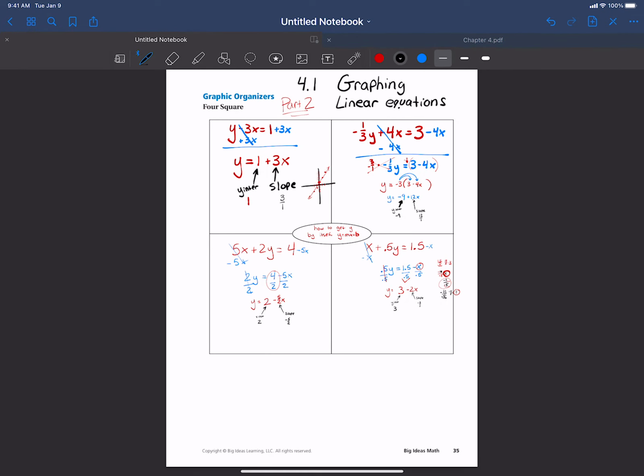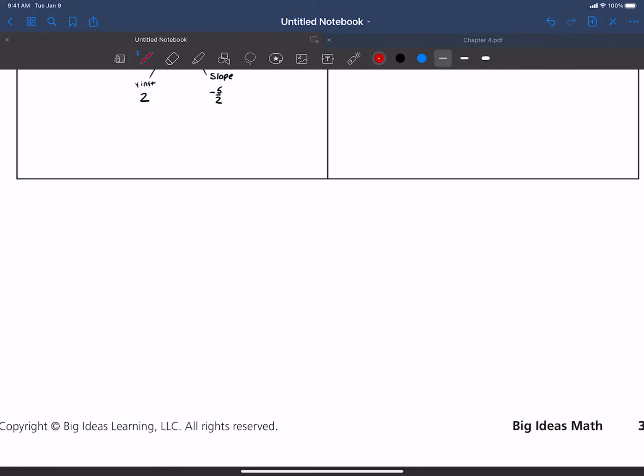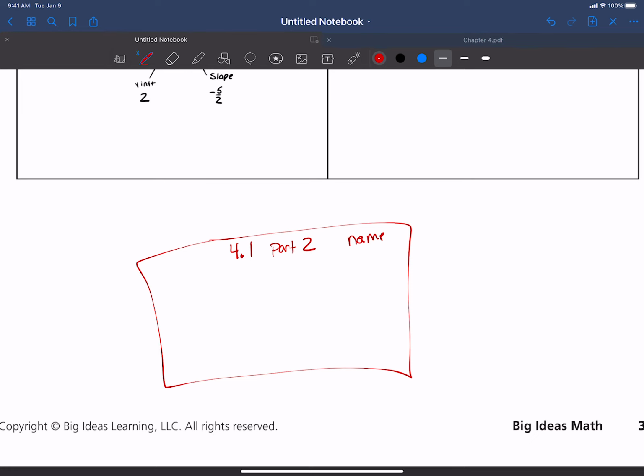However, we're not done. I want you to go grab a check-in paper. Remember, those are in the organizer over there. It's in the first column towards the bottom. Grab a check-in paper. For example, it would look something like this. I'm going to draw you a little check-in. You're going to write 4.1 part 2 on it, and you're going to write your name. This is how I can test to see if you actually watched my video or not.